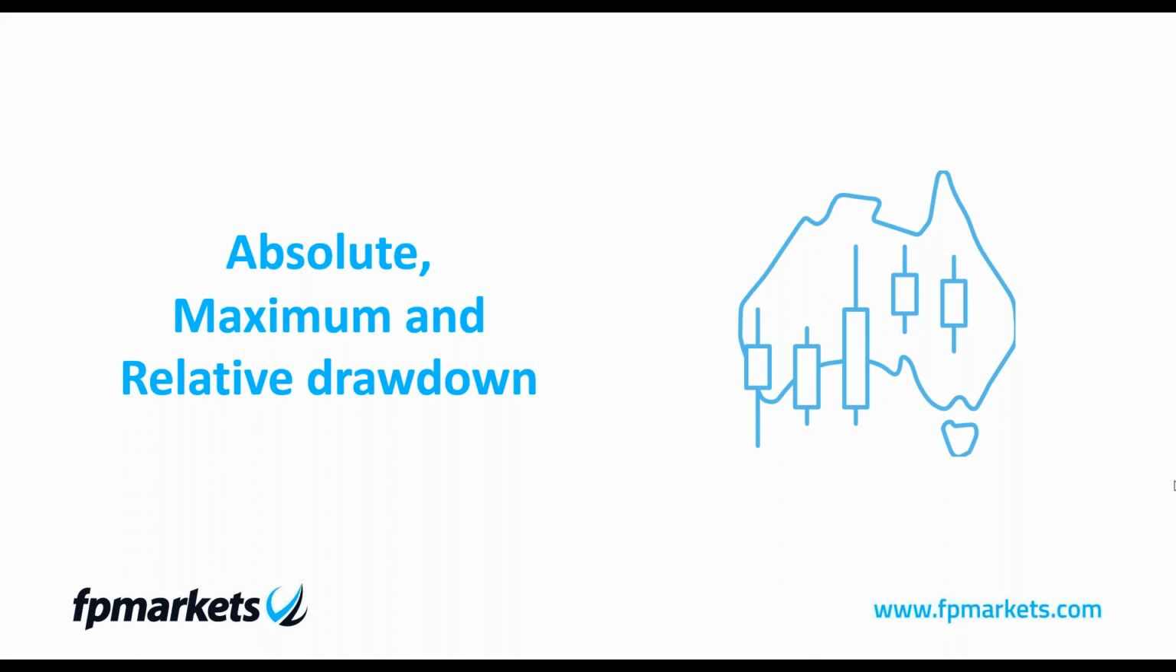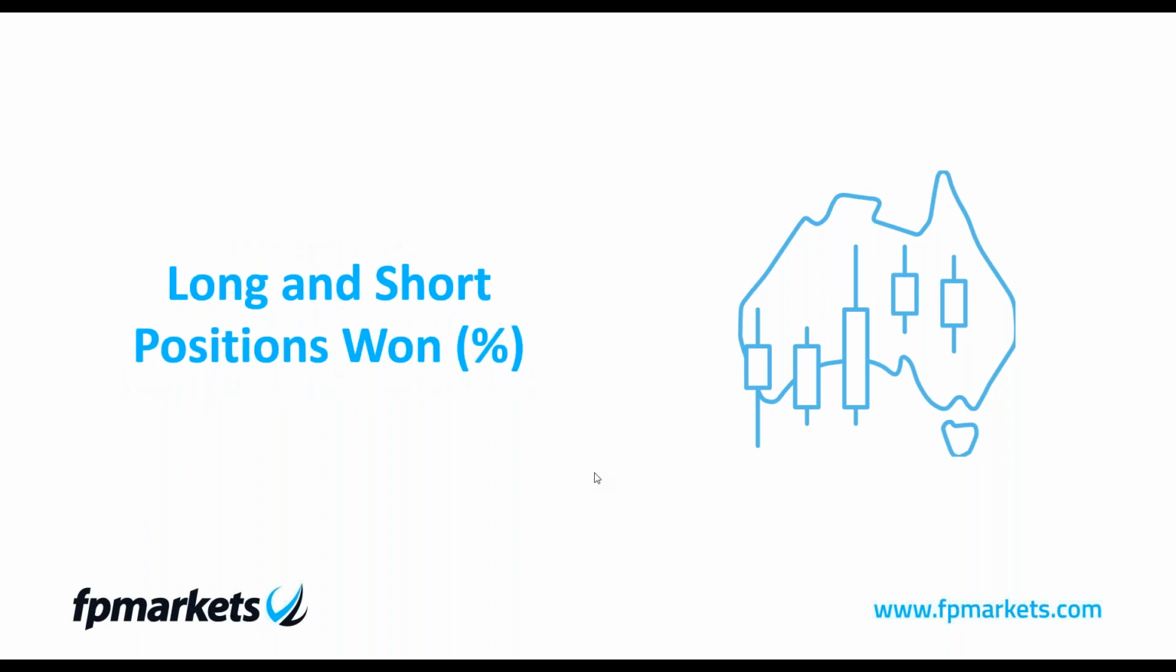Maximum drawdown is, as we've just explained, the drop from peak to trough during the account's trading. Relative drawdown is the maximum percent account decline relative to the account balance. It's the same as maximum drawdown, but in percent.